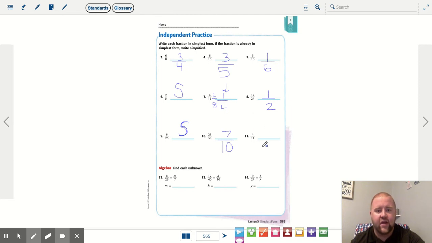All right. And then the last one you had was 4/11. Again, 4. The only factors are 1, 2, and 4. And none of those can go into 11. So that would already be in simplest form.